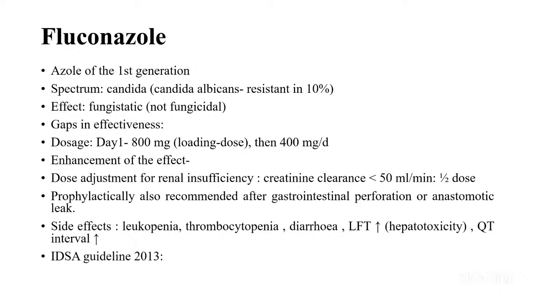Prophylaxis is also recommended for gastrointestinal perforation or anastomotic leak. Enhancement of effect is seen with coumarin, sulfonylureas, theophylline, and phenytoin. Dose adjustment for renal insufficiency: when creatinine clearance is less than 50 ml per minute, reduce the dose to half. Side effects are leukopenia, thrombocytopenia, diarrhea, hepatotoxicity, and prolonged QT interval. In the IDSA guidelines 2013, it is no longer recommended as initial therapy for critically ill patients with candidemia; an echinocandin should be used.